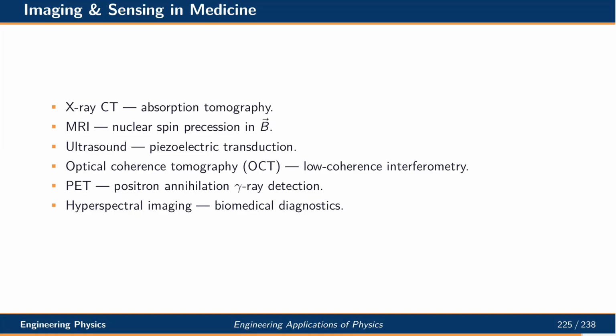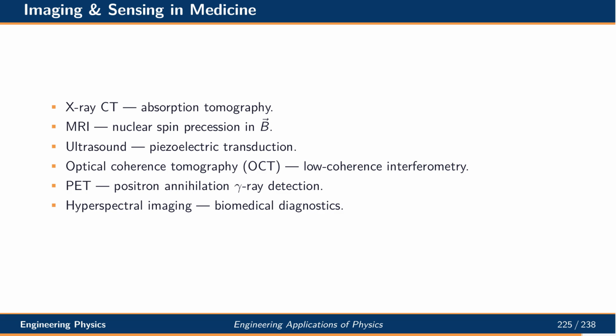Medical imaging makes extensive use of physics. X-ray computed tomography uses absorption tomography to map internal structures. Magnetic resonance imaging exploits nuclear spin precession in strong magnetic fields. Ultrasound imaging relies on piezoelectric transduction.